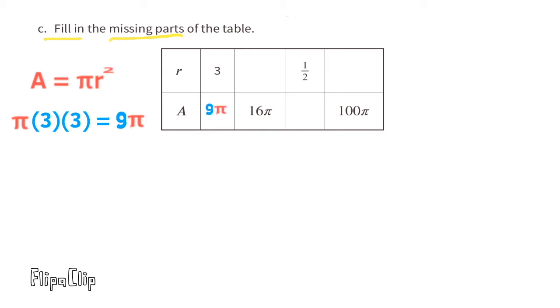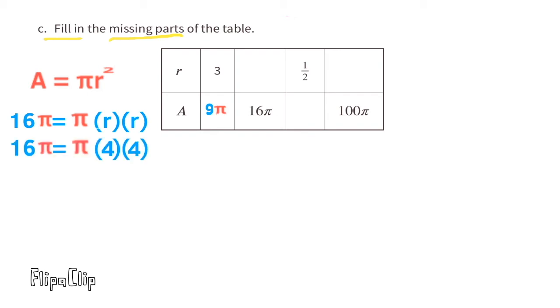Let's look at the next column in the table. This time they don't give us a radius, but they give us the area, and the area is 16 times pi. We have to ask ourselves, what radius times itself would equal 16, and that would be 4. Since 4 times 4 equals 16, we know that the radius is 4.